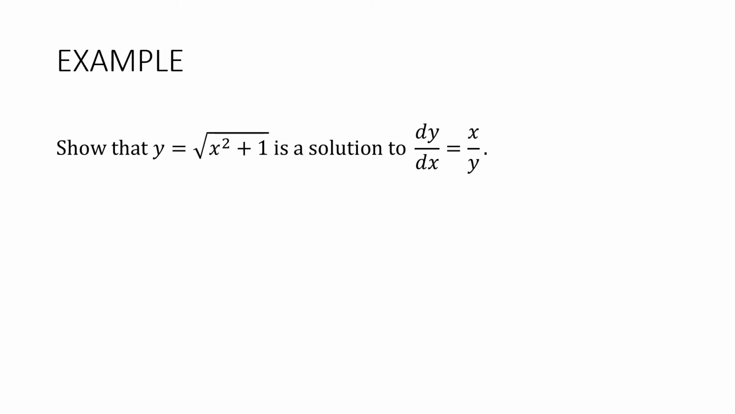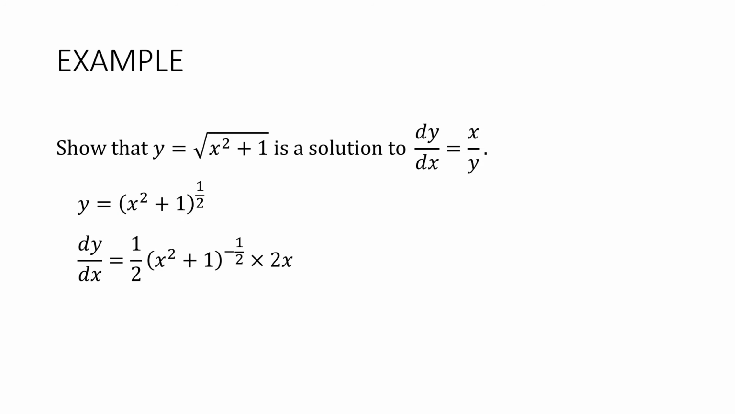So here's an example. Show that y is equal to the square root of x squared plus 1 is a solution to dy/dx is equal to x over y. Now what we're going to do here is differentiate this and then try and get this expression x over y. So let's start here. y is equal to (x squared plus 1) to the power of a half. Differentiating, we get dy/dx is equal to a half (x squared plus 1) to the power of negative a half multiplied by the derivative of this, which is 2x.